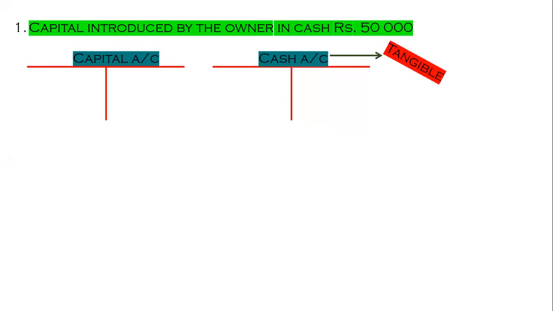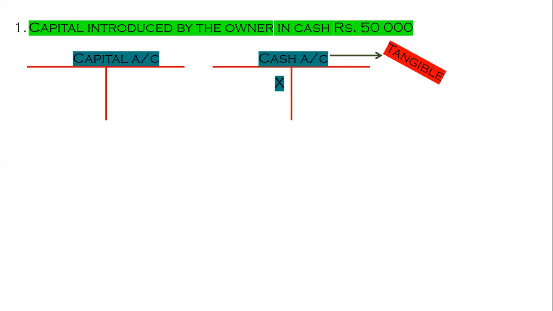capital introduced by the owner, so we receive money. We are inside the business, I told you in the previous slide. We are not the owner. We are the accountants. So when the owner introduces the capital, we receive money, cash received, debit to cash account.